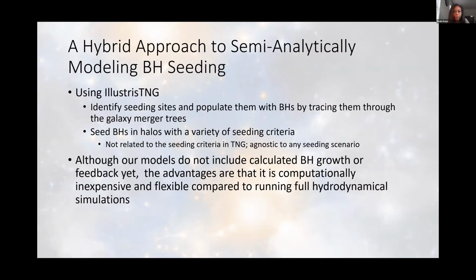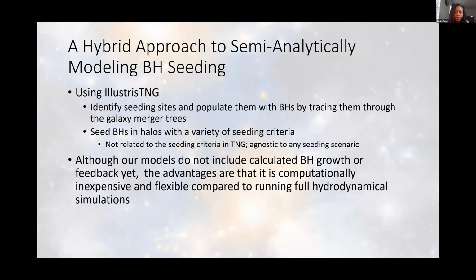So we're taking a hybrid approach to semi-analytically modeling black hole seeding, where we're using IllustrisTNG to identify seeding sites and populate them with black holes by tracing them through TNG's galaxy merger trees. And we're able to seed black holes in halos with a variety of seeding criteria. And the criteria aren't related to the ones already used in TNG. Our models also remain agnostic to any one specific seeding scenario.